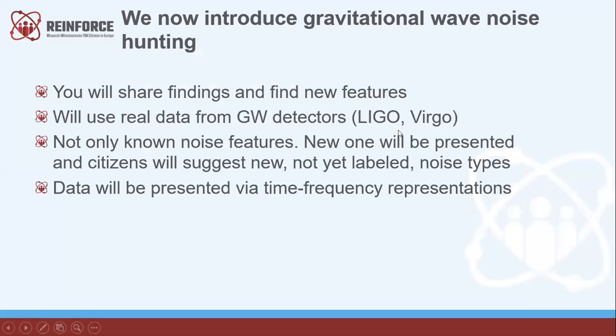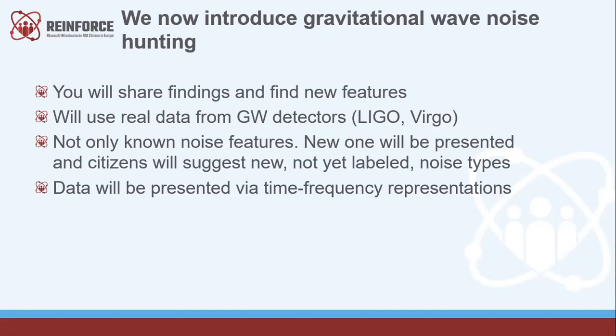We will use real data collected from the gravitational wave detectors, both from LIGO in the States and Virgo in Italy. And what we hope will be most enticing about this is that it will not include only the existing noise features, but there will be new ones that we also want students and citizens in general to help us label, to find new types of noise patterns.